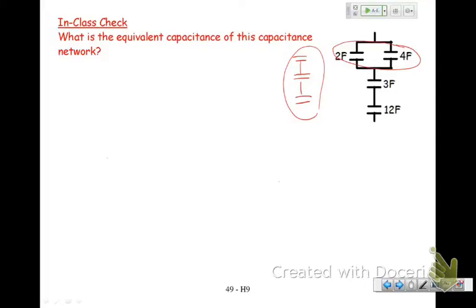The other thing that is also to be borne in mind is that I can make the circuit look very different. So I can have that.